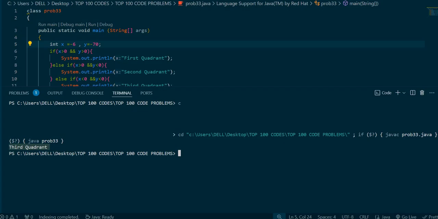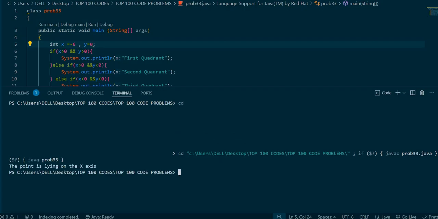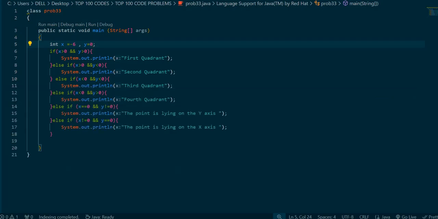If you take y as 0 and only x has a value, then if you run it, the point is lying on the x-axis. So this was our program. Very simple, very easy. It won't take much time also.